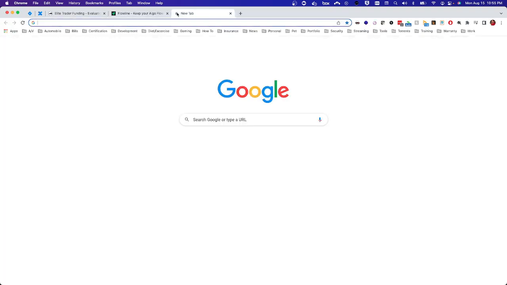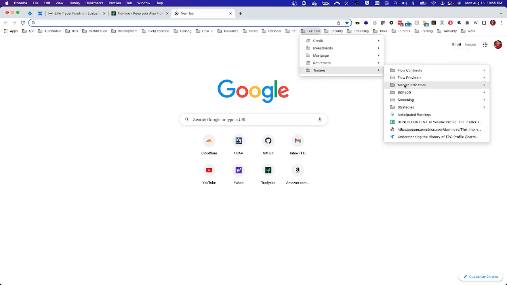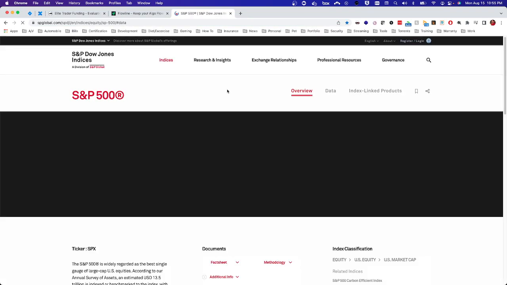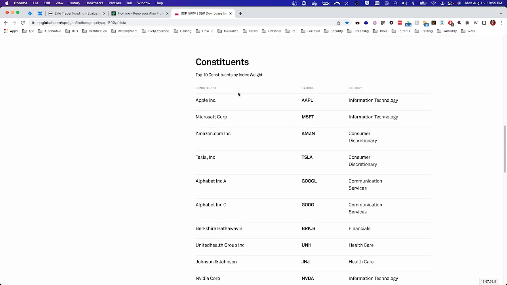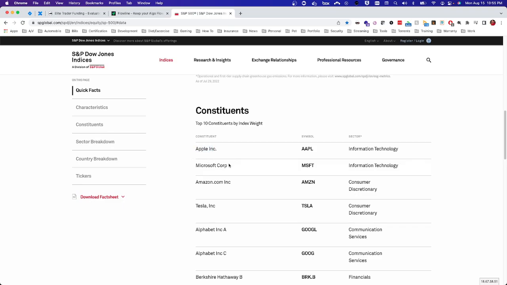So if we look here, I'm just going to go over to my bookmarks and go to trading and go to S&P 500 and pull up the S&P 500 data, because what I want to look at is what the top holdings in the S&P 500 are. So if we go here, we can see we have Apple, Microsoft, Amazon, Tesla, and Google.